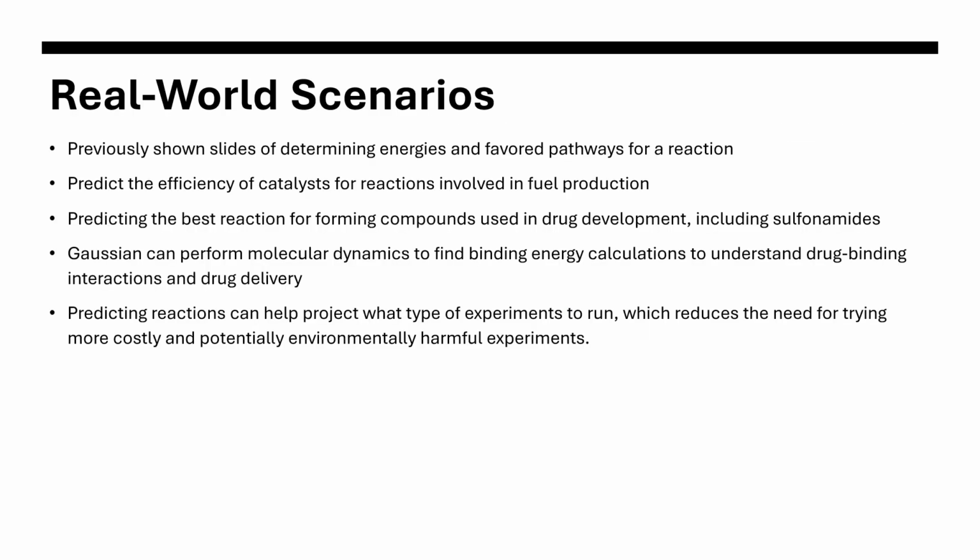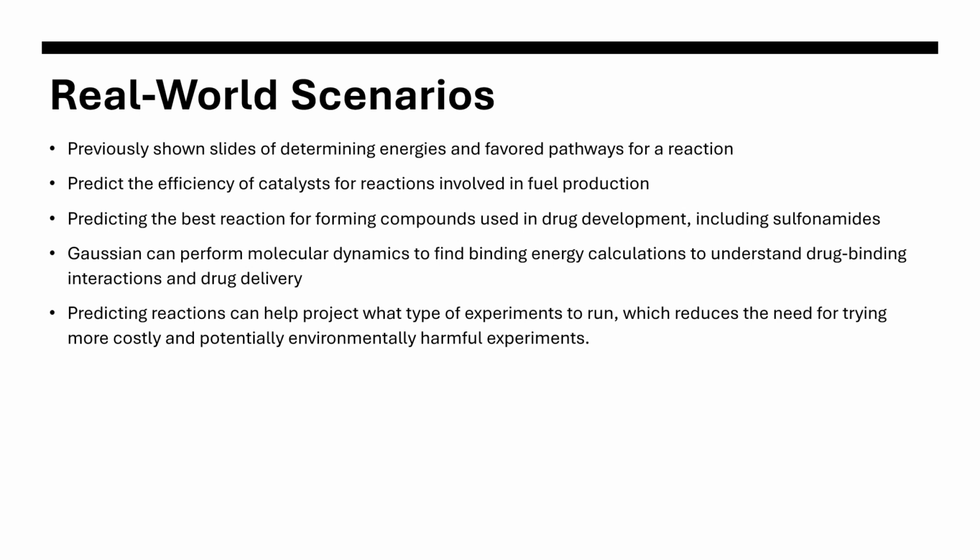So in the real world, there are several applications, including the previous example that I've shown. Determining energies and favored pathways for reactions is very useful using Gaussian, and then predicting the efficiency of catalysts for reactions involved in fuel production is another application of Gaussian, as well as predicting the best reaction for forming compounds used in drug development. This is the example that I used previously, where we're optimizing a reaction predicting the most favored pathway to form these sulfonamides, which are used in certain drugs.